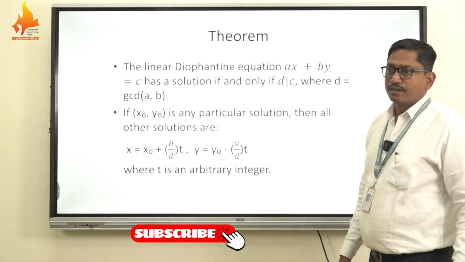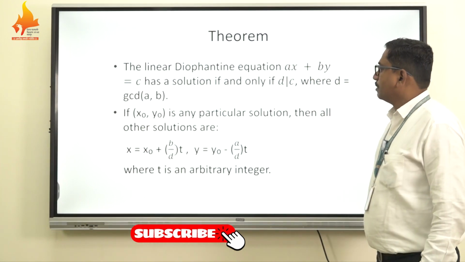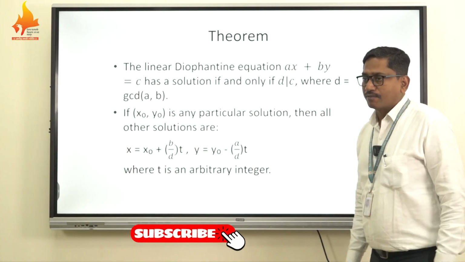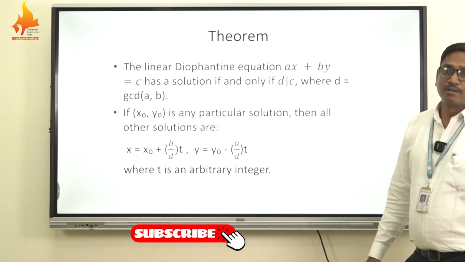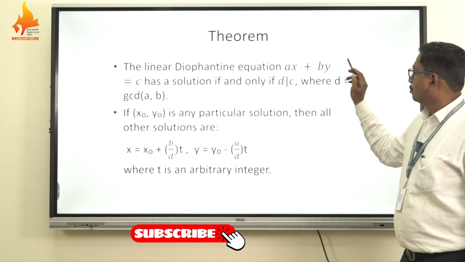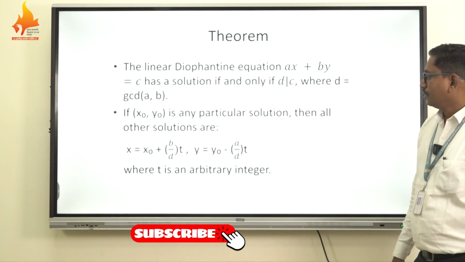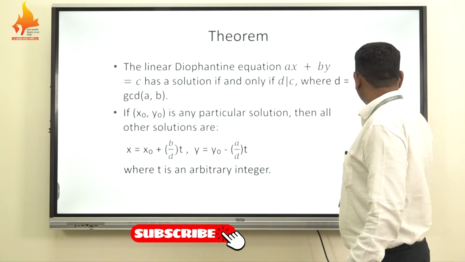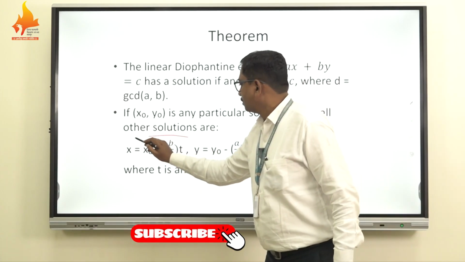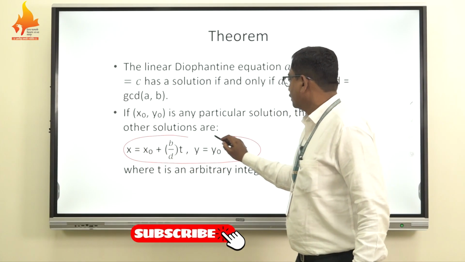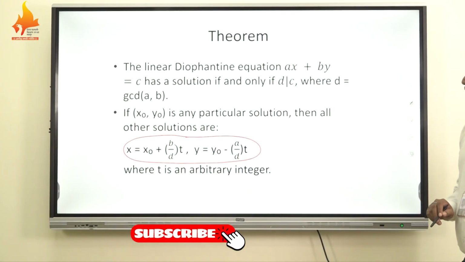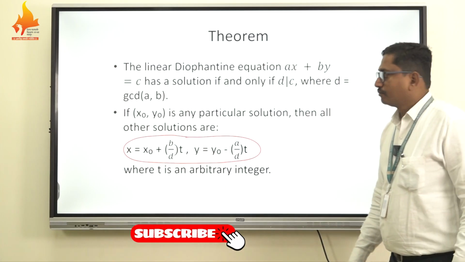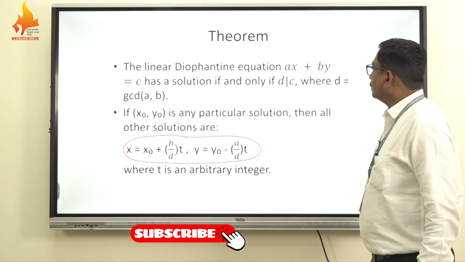What is this d? d is the greatest common divisor of the coefficients of x and y, that is, a and b. And more generally, if x naught, y naught is a particular solution of this linear Diophantine equation, then these are the general solutions. This is the general solution in terms of the particular solution x naught, y naught, where t is an arbitrary integer. So let us prove this theorem in the next slide.